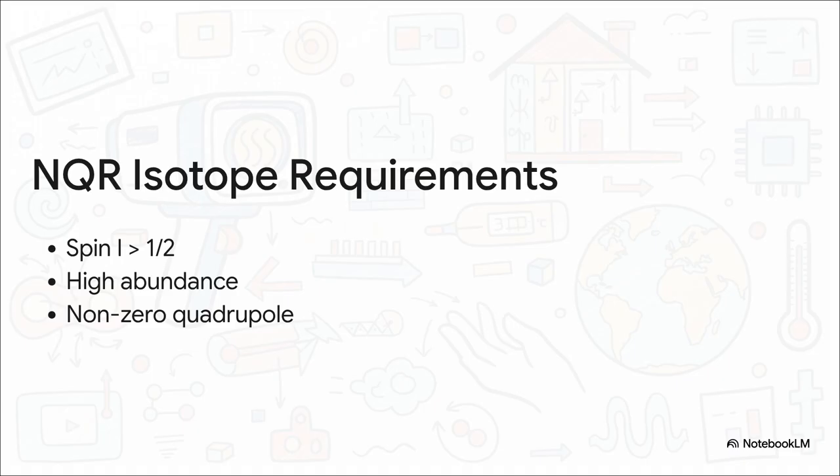And most importantly, the nucleus must have a non-zero electric quadrupole moment. What does that actually mean? Well, it just means the nucleus isn't a perfect sphere. Think of it like a stretched out American football or maybe a squashed frisbee. When you hit all those quantum conditions, that uniquely shaped nucleus becomes a remarkably sensitive quantum thermometer.